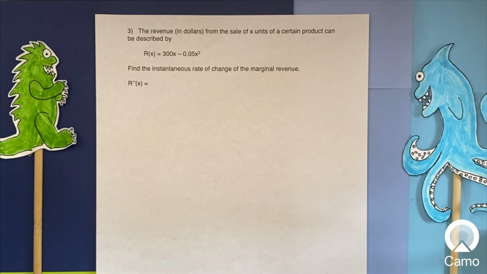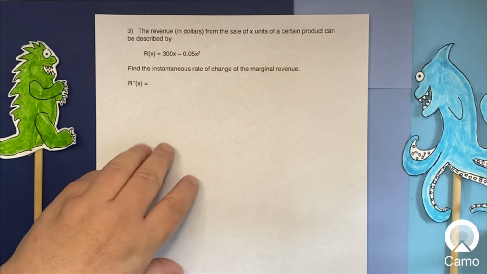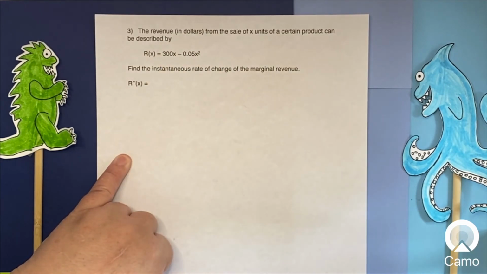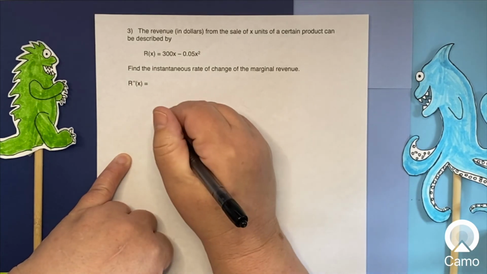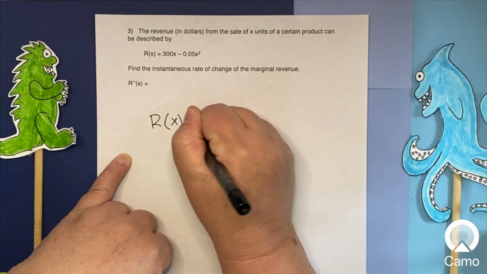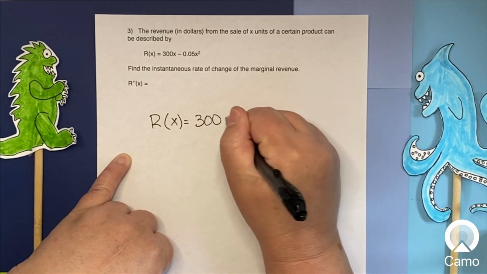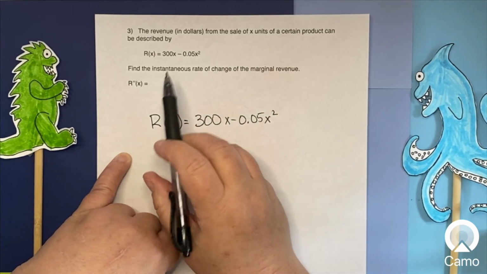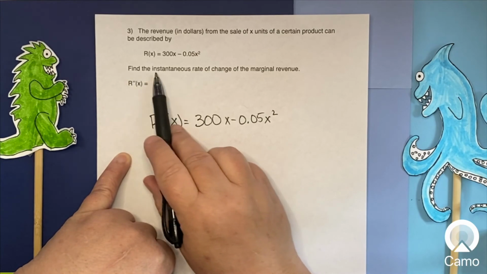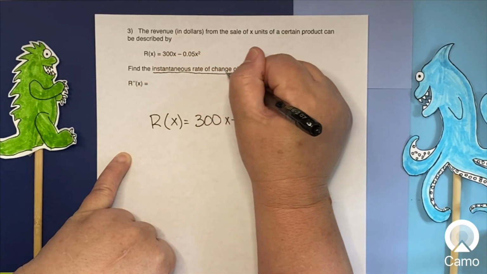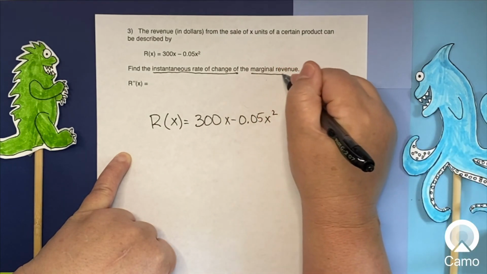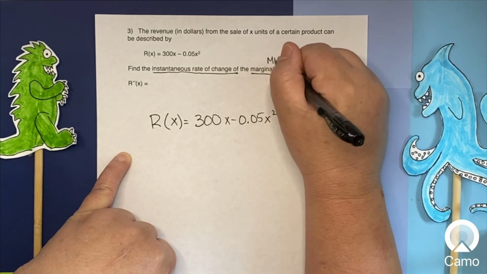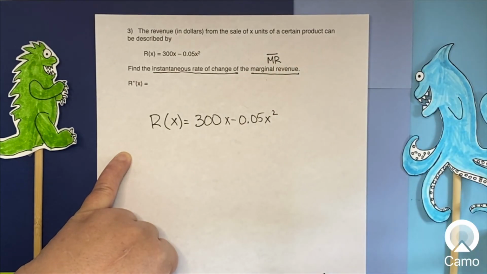So we've got a revenue function. Hopefully at this point you're so used to revenue functions, right? We've got revenue of x. So our revenue is 300x minus 0.05x squared. And I wanted to talk about this. Find the instantaneous rate of change of the marginal revenue. Okay, so this is the marginal revenue. And we've been flirting with this. We will discuss marginal analysis a little bit more in the next section in 9.9. But basically, the marginal revenue is already the derivative.